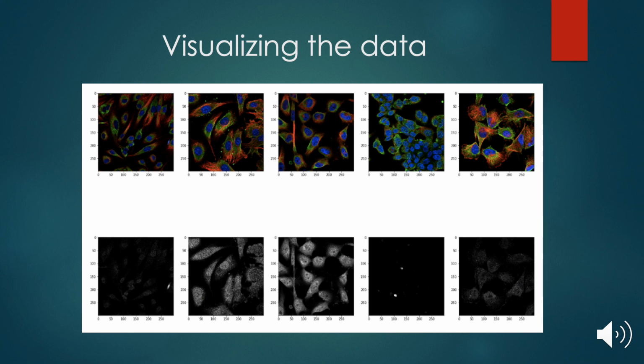Here is the glimpse of the visualized data. The first line is the RGB images. The second line is relevant grayscale images.